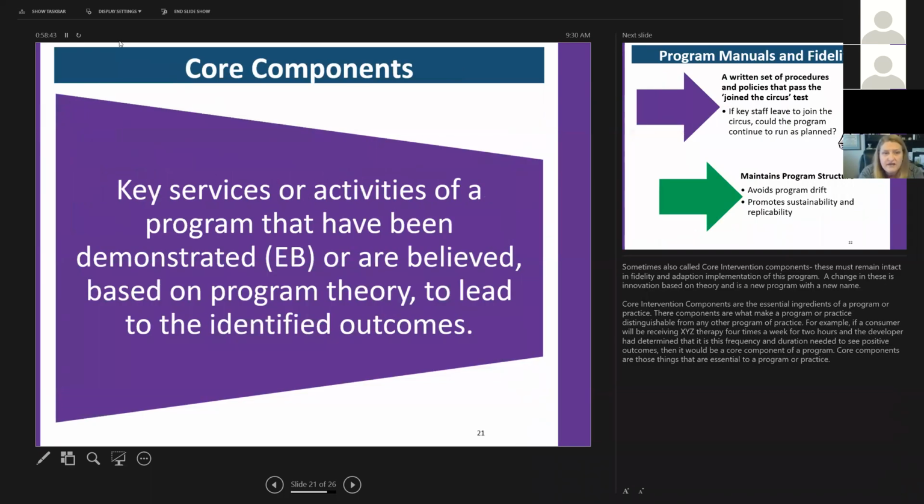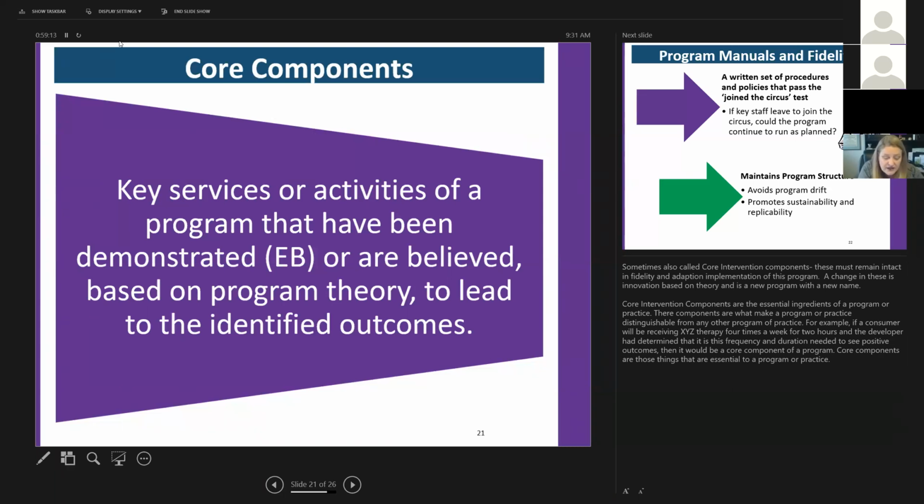A key piece of that is core components. So, ideally, if you're doing an evidence-based program, they've identified those core components, those pieces of the puzzle that have got to be present in order for you to see the outcomes you want to see. But I'll tell you that there are lots of evidence-based programs that don't have these core components in place, that they don't know which piece of their puzzle is the crucial piece. And oftentimes, you're not going to know that.